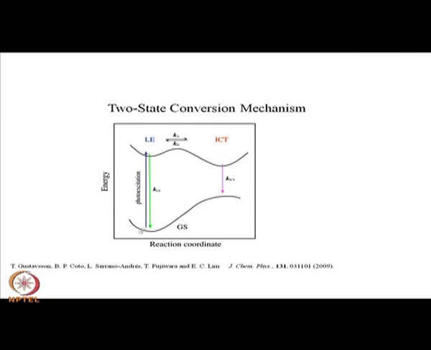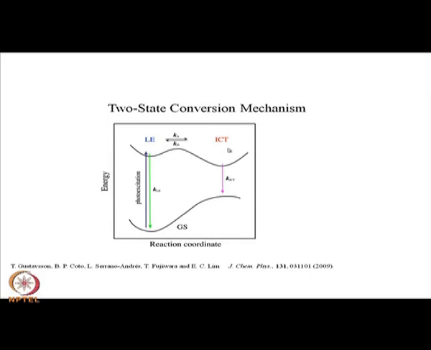Now, two-state conversion mechanism is this. This is your LE state, this is your ground state, as I already told that this is your excited, I mean this is ICT state. So, you know this Ka, and this is your back transfer, this is a forward transfer. So, forward process is Ka, backward process is Kd.